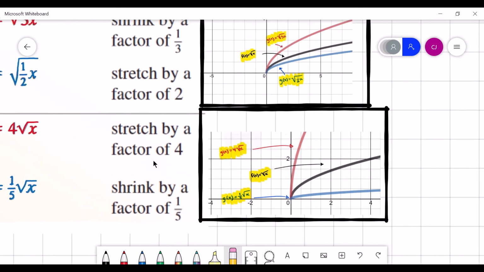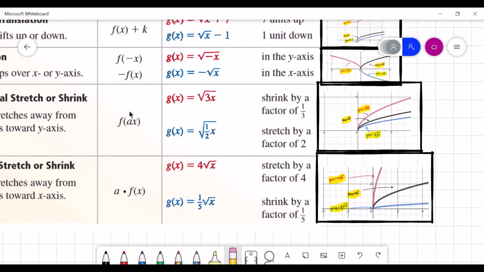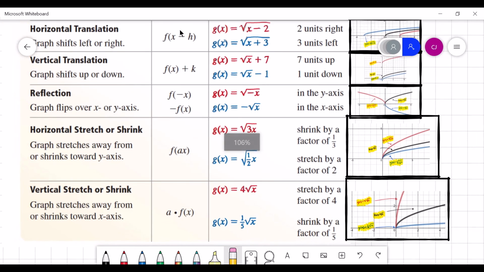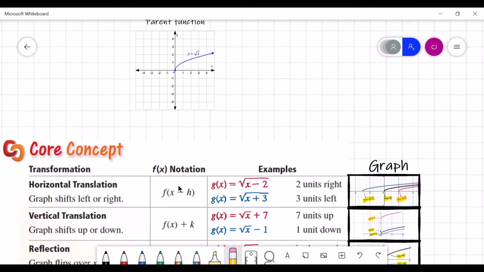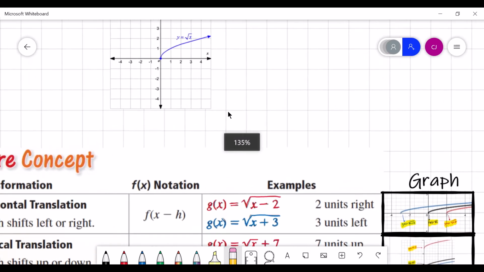So that's kind of a quick crash course on the different types of transformations that we can see when it comes to graphing a square root function. And sometimes you're going to see that you can even stack some of these transformations. But that's for another video.